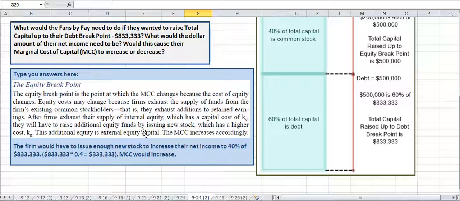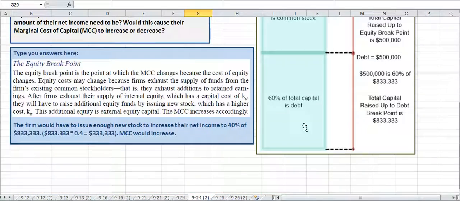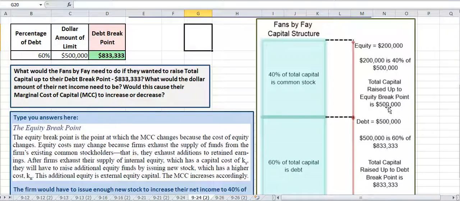But this is a little bit confusing, so I want to make sure you got this. What would Fans by Fay need to do if they wanted to raise total capital up to their debt breakpoint? In other words, if they wanted to go up to their debt breakpoint, that's going to be beyond their equity breakpoint. So they're going to have to do something in terms of equity. Would this cause their marginal cost of capital to increase or decrease?